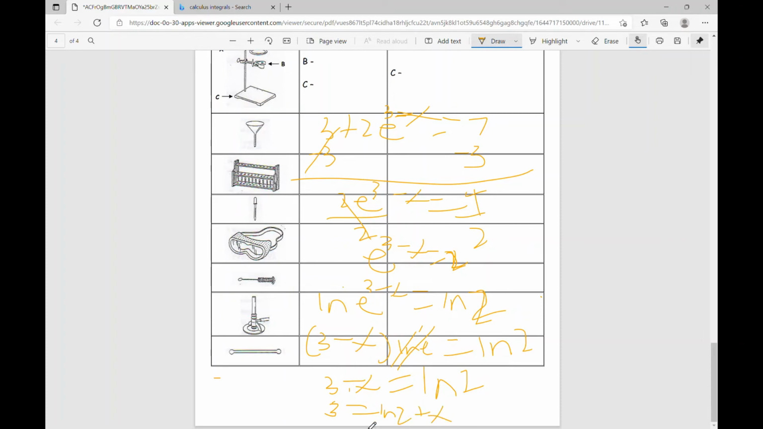Now to solve for x, I'm going to subtract by ln 2, which I can't really write here, but 3 minus ln 2 is equal to x, and the sign will change. And so that is the answer for x. That is the solution. So that is the answer. Now let's try another example.